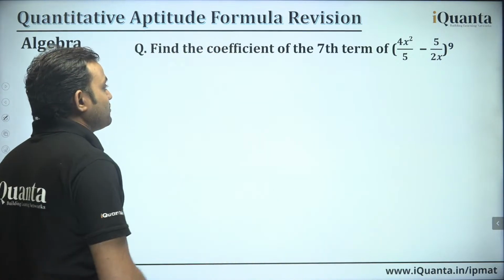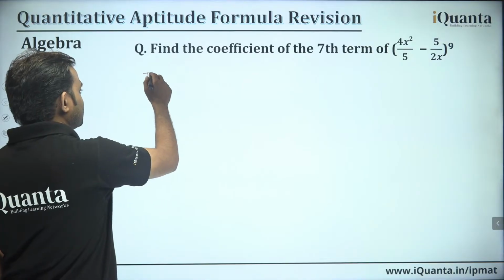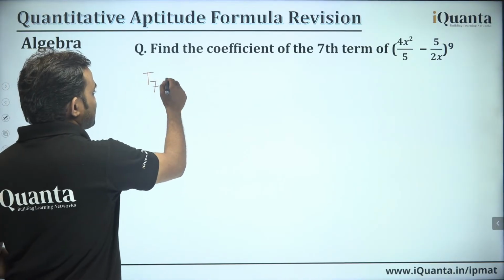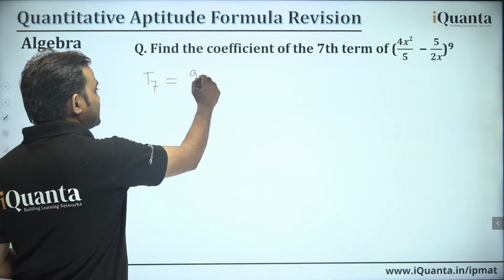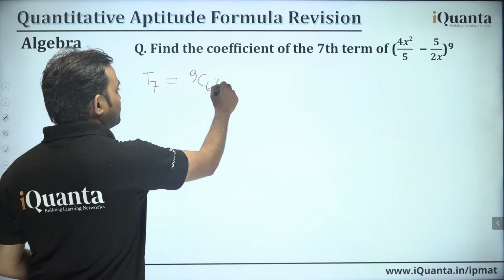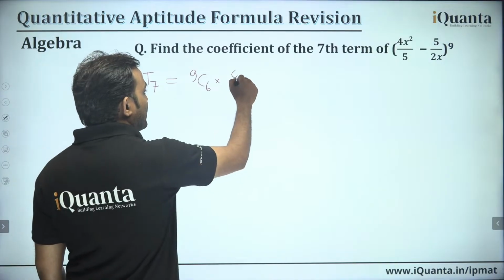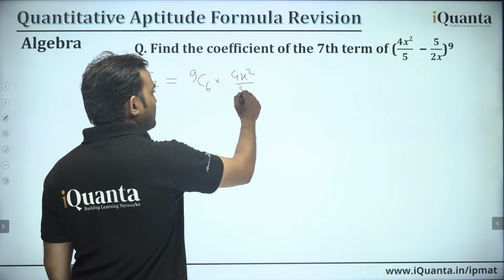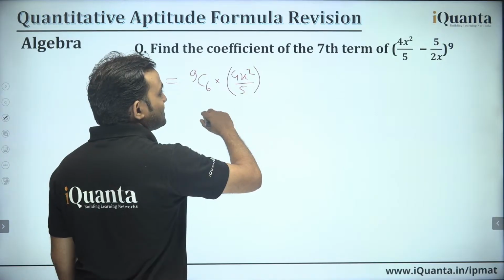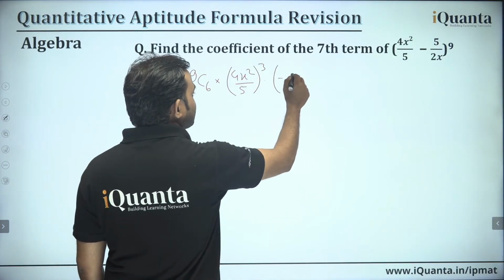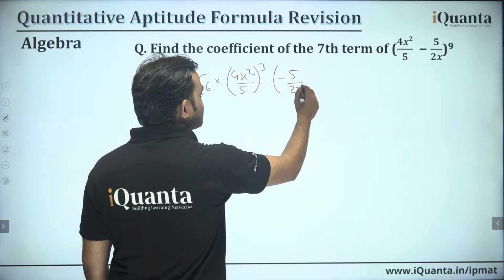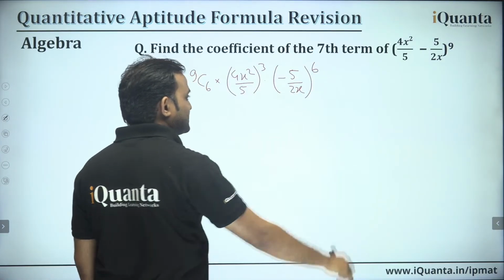So what do we want? We want T7, the 7th term. T7 will be equal to 9C6 into (4x²/5) to the power 9−6, which is 3, into (−5/2x) to the power 6, right?